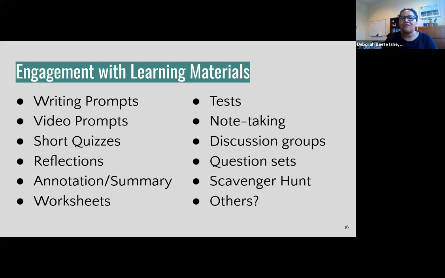And then the last one we have on here is scavenger hunts, where you're asking students to look for specific things throughout the reading. I like this idea that Alicia proposes of doing some sort of debate question around learning materials. Does anyone else have other ways that they have engaged with learning materials outside of the things that might be on the list?